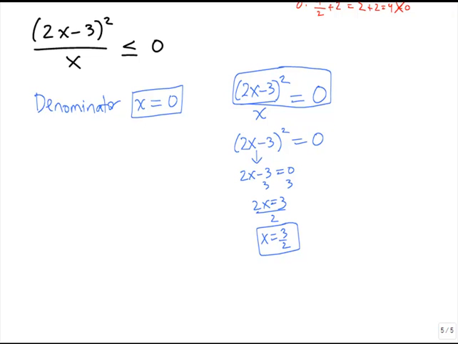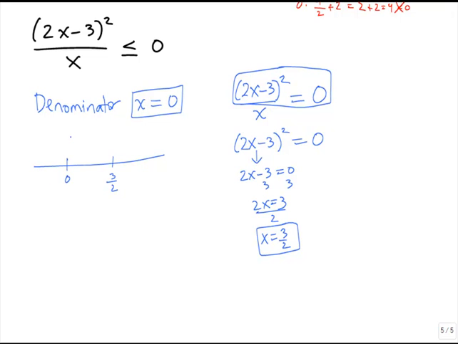That's the value of x that makes this inequality true if I were to replace the inequality with an equal sign. And x equals 0 is going to make that inequality undefined. So let's make our number line. I'm going to put 0 on the left and 3/2 on the right to keep it in numerical order. And now we want to test different points and see what regions of this number line are our true intervals.